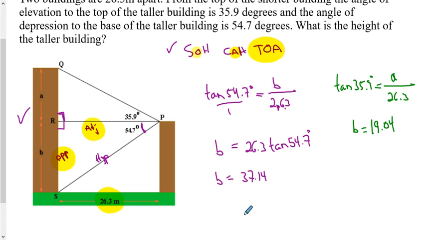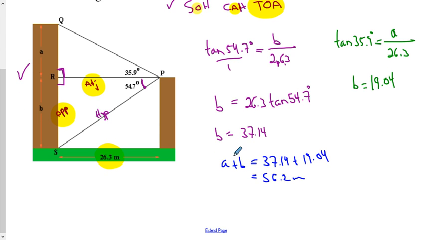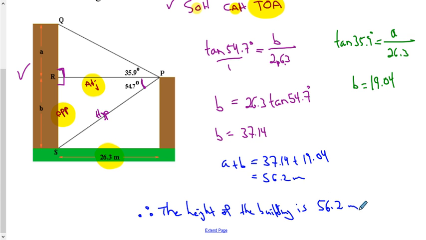We're going to see what they are. So A plus B equals 37.14 plus 19.04. I'm going to round this answer to 1 decimal place, 56.2 meters. So now I need to do the therefore statement because this is a word problem, right? So I've got to show I understand the context. So we say therefore the height of the building is 56.2 meters.